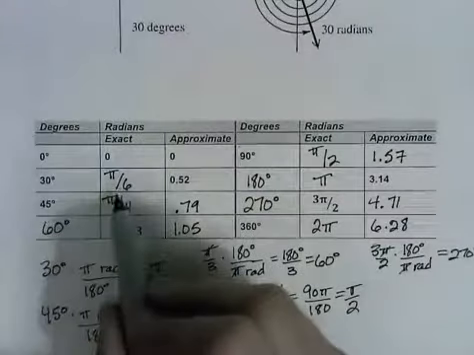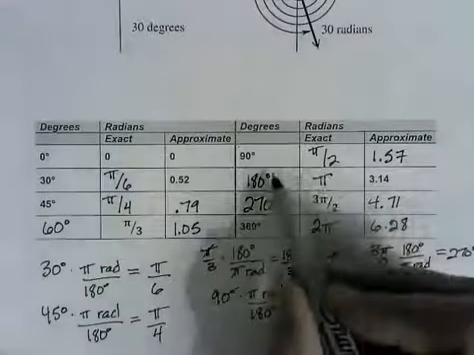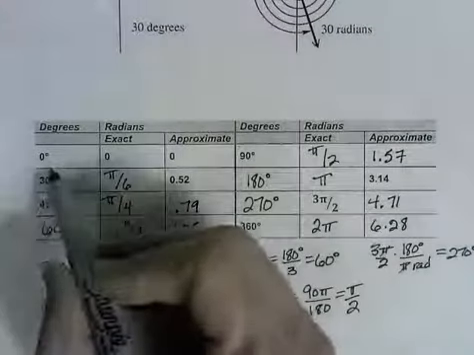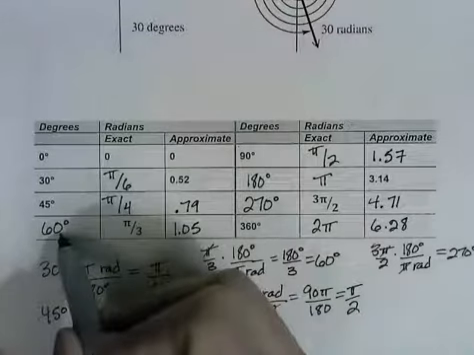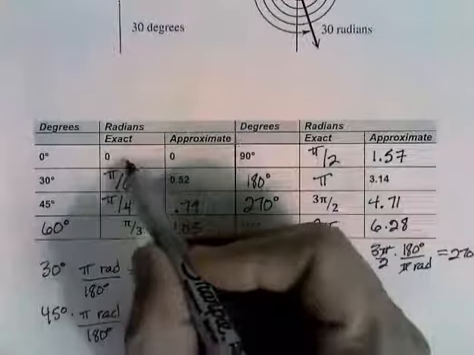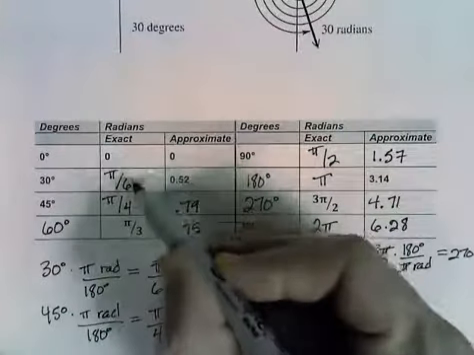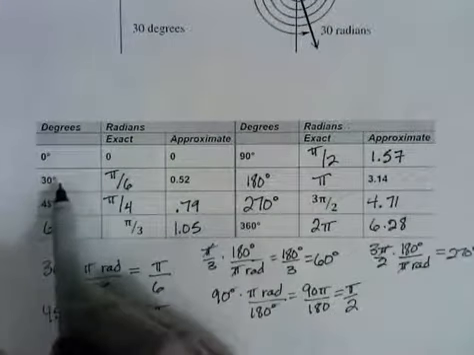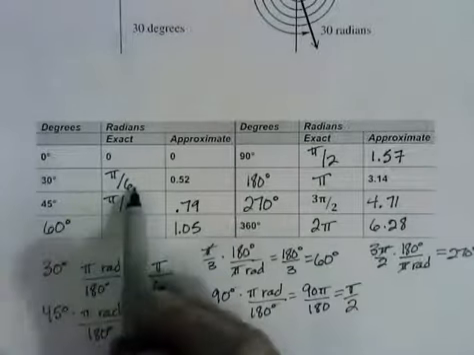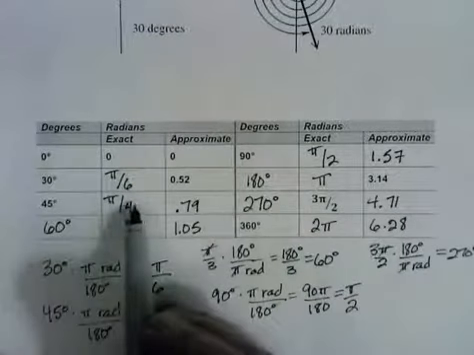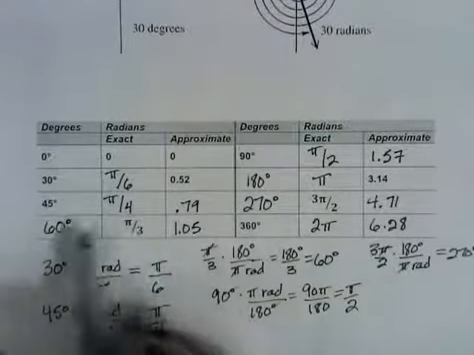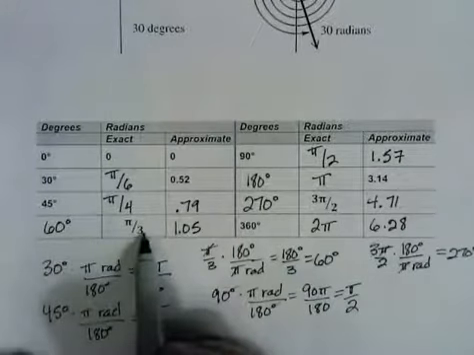It's going to be important to know these values. These are all first quadrant special angles that we talked about, and we're going to do the same things with these that we did with degree measure. So it's pretty important to know that 30 degrees and pi over 6 are the same. 45 is the same as pi over 4. 60 degrees is the same as pi over 3.